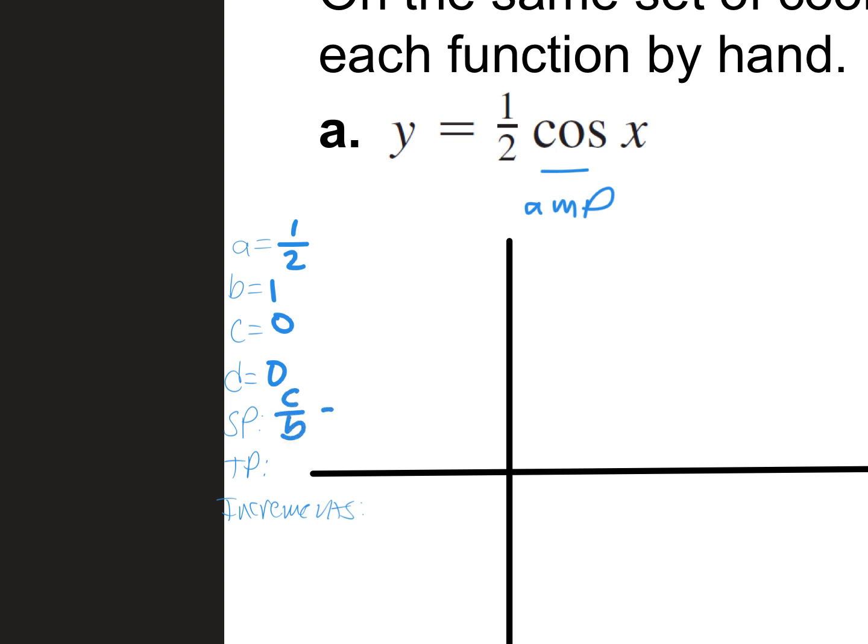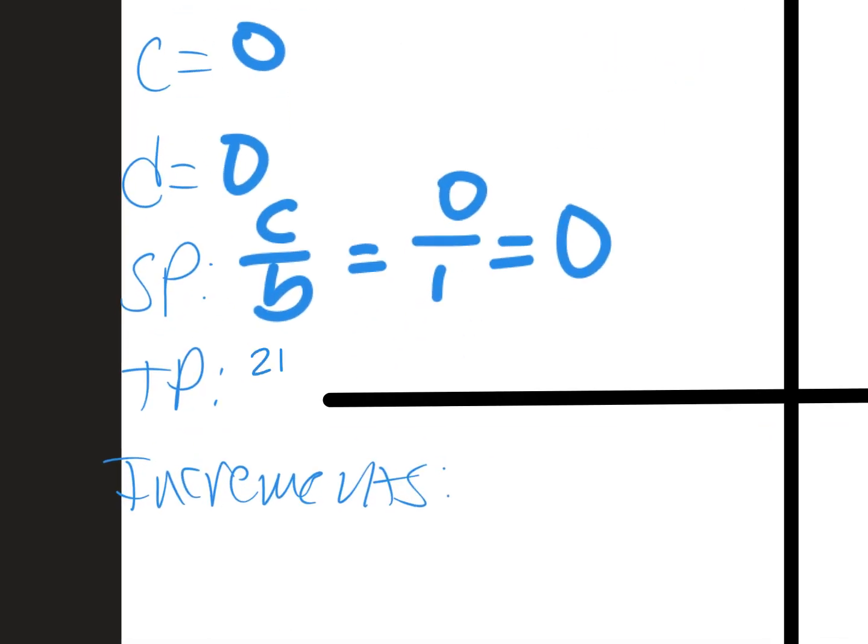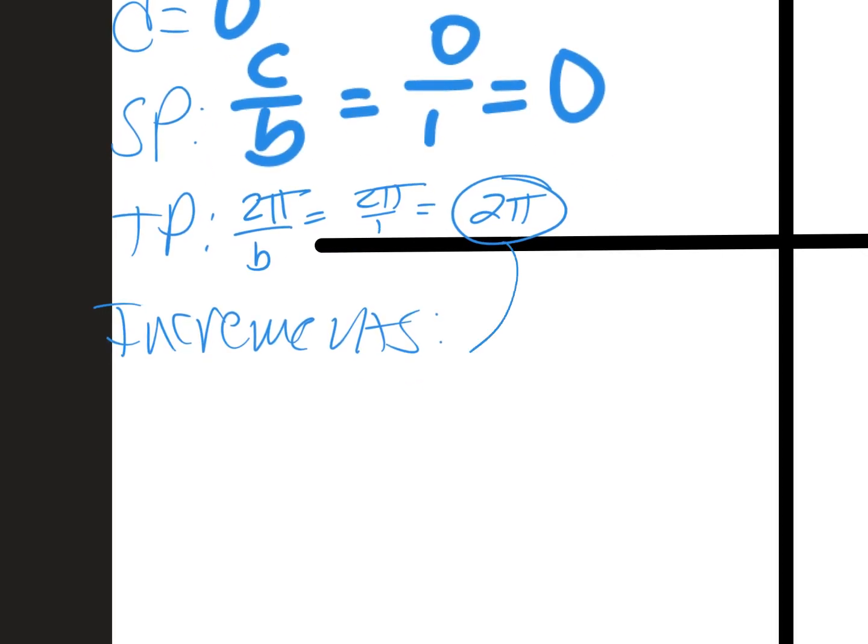So my starting point, how do I find my starting point again? C over B. So I take my C value, put it over my B value, and I get what? 0. Where is this graph starting? At 0, okay. What's your time period? How do you find that? You take 2 pi divided by our B term. So 2 pi divided by 1 is 2 pi. Why is that important? Because that helps us now find the increments. You take your time period of 2 pi, and you put it into 4 parts. What is 2 pi divided by 4? Pi over 2.